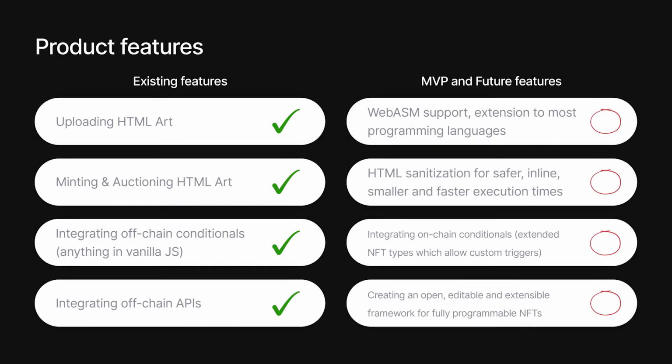Some of the core features we successfully built in our prototype include full support of HTML, CSS, and JavaScript based artwork, minting and auctioning of HTML artwork, and the ability to integrate any standard, decentralized off-chain API or conditional logic. Other features we could not complete but are planning to integrate soon in our MVP.